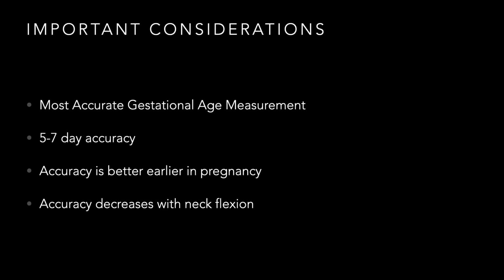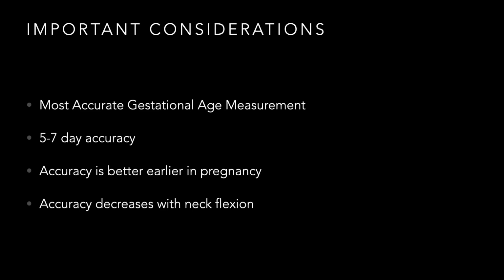And so once you really hit that 12 week mark, accuracy starts falling off, and I'm starting to look for other methods. That being said, I still do scan some of these older ones with the crown rump length just to get it right, to have that number. So that's the first trimester, right?